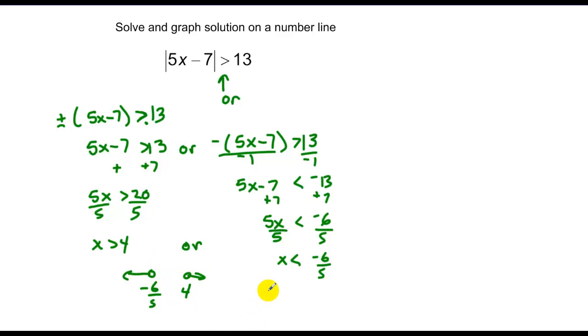It's an or problem. Stating in interval notation, I go from -infinity to -6/5. Not included on the 6/5, parentheses. -infinity can't be included because it's undefined. In union with because it's an or, going from 4 to infinity, both not included, so parentheses.